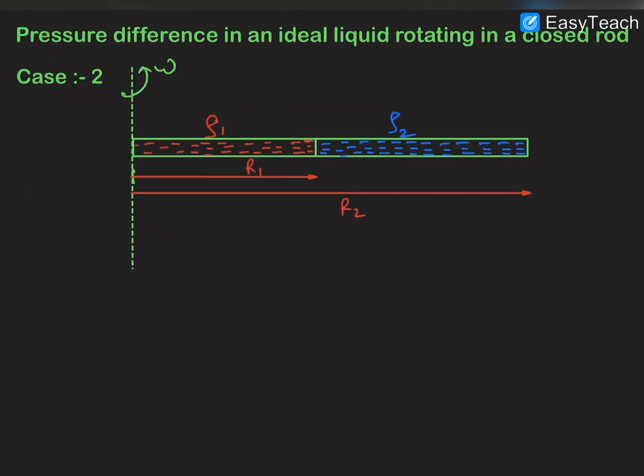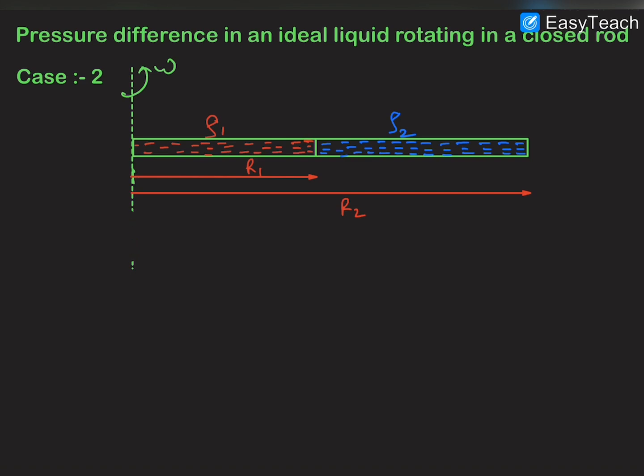Now let us see another situation in which two different immiscible liquids are filled in the tube. The first liquid is of density ρ1 and it is filled till the distance r1, and the second liquid is of density ρ2, and it is filled till the distance r2 minus r1. So we have to find out the pressure in these two sections.